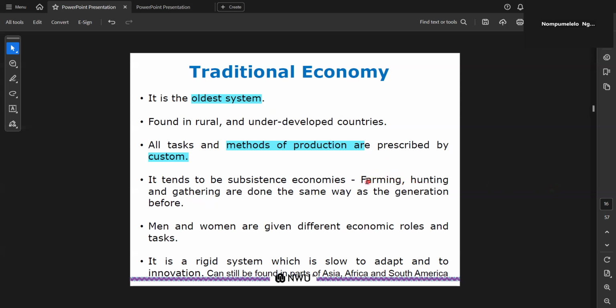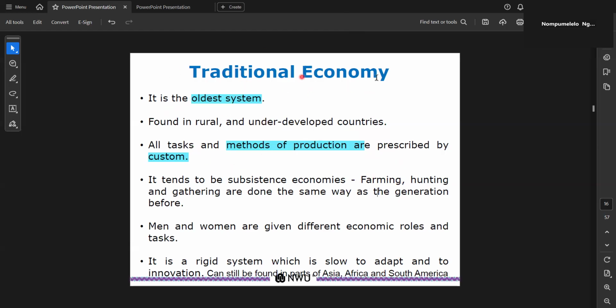For example, in farming, you find 20 farmers on a farm, which means that they're still following the custom, the traditional way of farming. In other developed countries, on their farms you find machines or equipment that they use, which enables them to produce more goods and also increases their productivity. But in the traditional system, they still rely on the old ways of doing things.